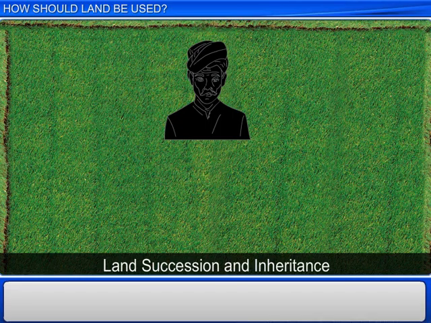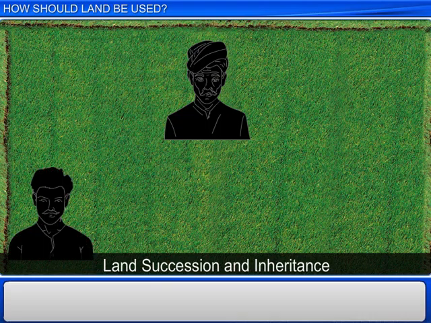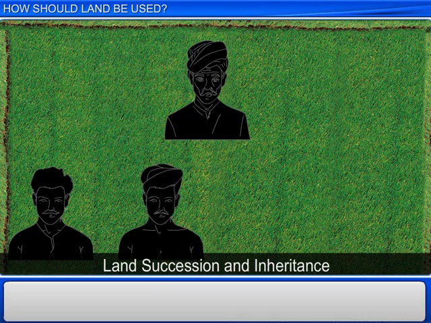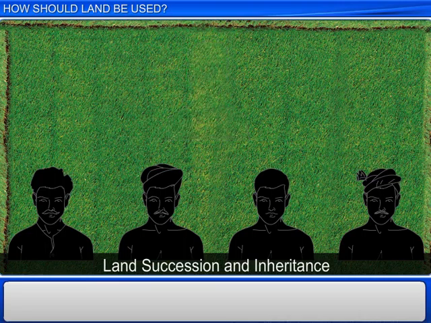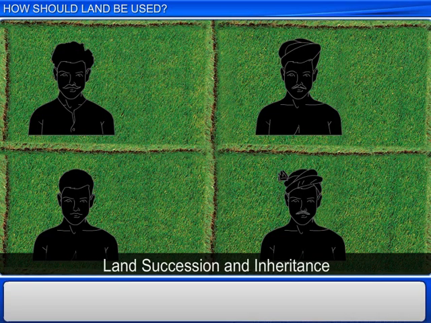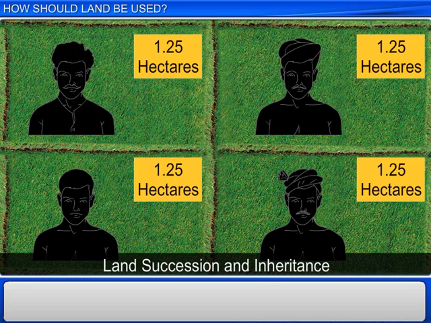Sujan Singh had 4 sons, Hari, Shyam, Sundar and Bhola. After Sujan Singh's death, his land was equally divided between his 4 sons. Thus, Hari, Shyam, Sundar and Bhola each got a field just 1.25 hectares in size. Today, none of them can sustain their family with such a small field to cultivate.